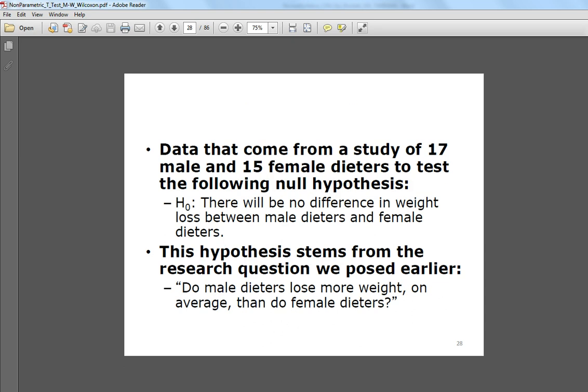So here's an example. We have data that come from a study of 17 male and 15 female dieters to test the following null hypothesis. The null hypothesis is that there will be no difference in weight loss between male dieters and female dieters. Very simple statement. This hypothesis stems from the research question we posed earlier that says, do male dieters lose more weight on average than do female dieters?